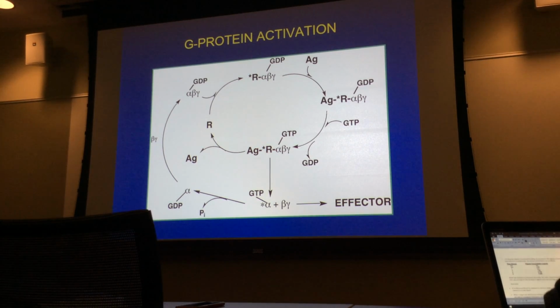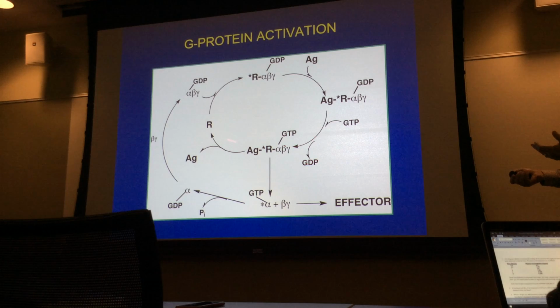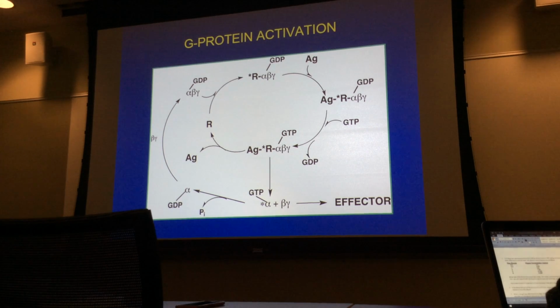The key to understanding all of this is to know that every time you get a change in affinity state, you get a change in the dissociation rate of whatever component you're looking at, whether it's the agonist, whether it's GTP or GDP, or whether it's two different proteins working with one another. All of these things come together to create this response.